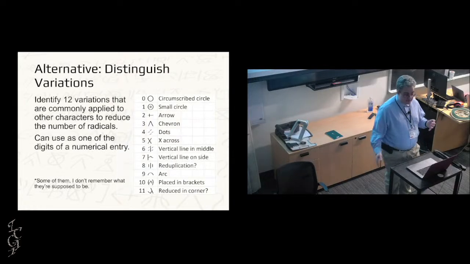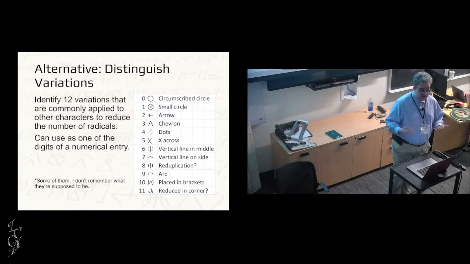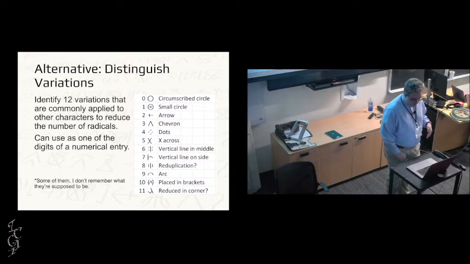I came up with another way to reduce the number of radicals by looking for commonly applied variations to existing characters. So, like I said, you preferentially modify existing characters over creating new ones, and these are some of the most common modifications. And that also is another thing that kind of works, but not great.